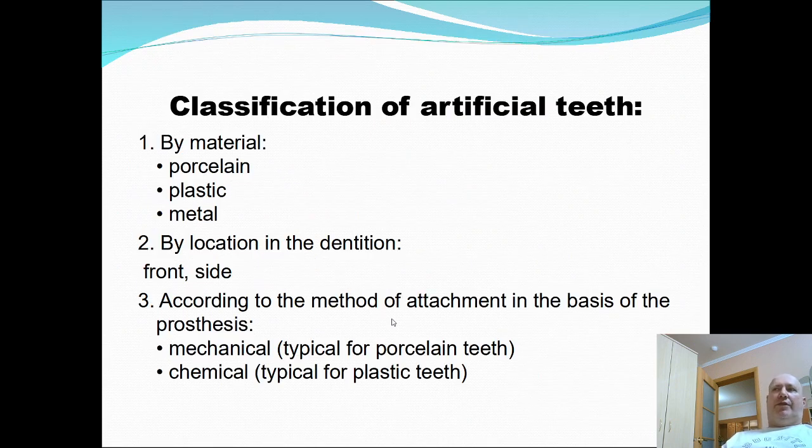Classification of artificial teeth by material: porcelain, plastic, metal. By location in the dentition: front, side. According to the method of attachment in the basis of the prosthesis: mechanical, typical for porcelain teeth, and chemical, typical for plastic teeth. We need to say that the most frequently used, the most widely used type of artificial teeth is plastic teeth.